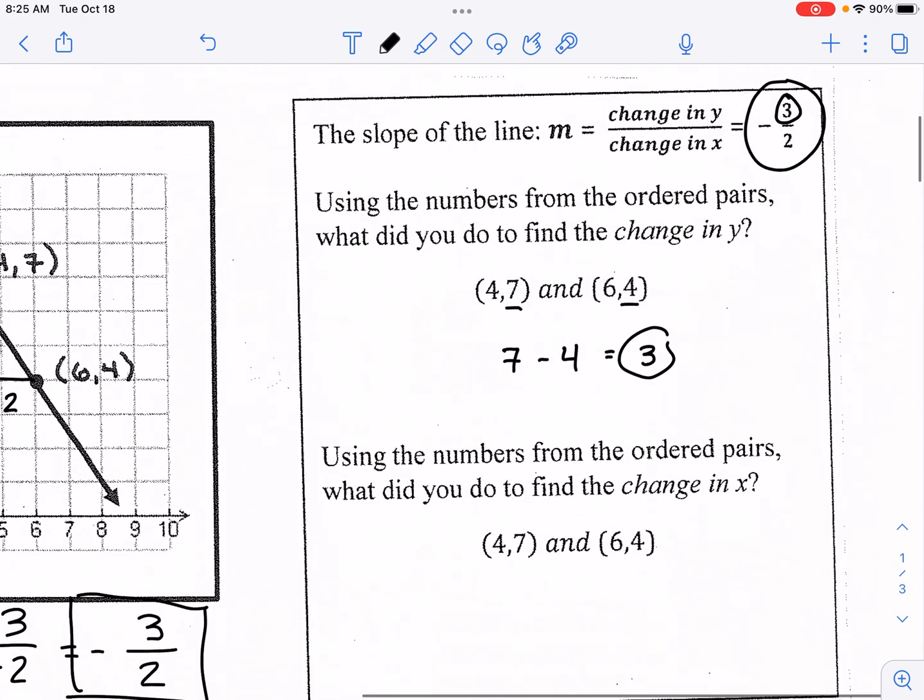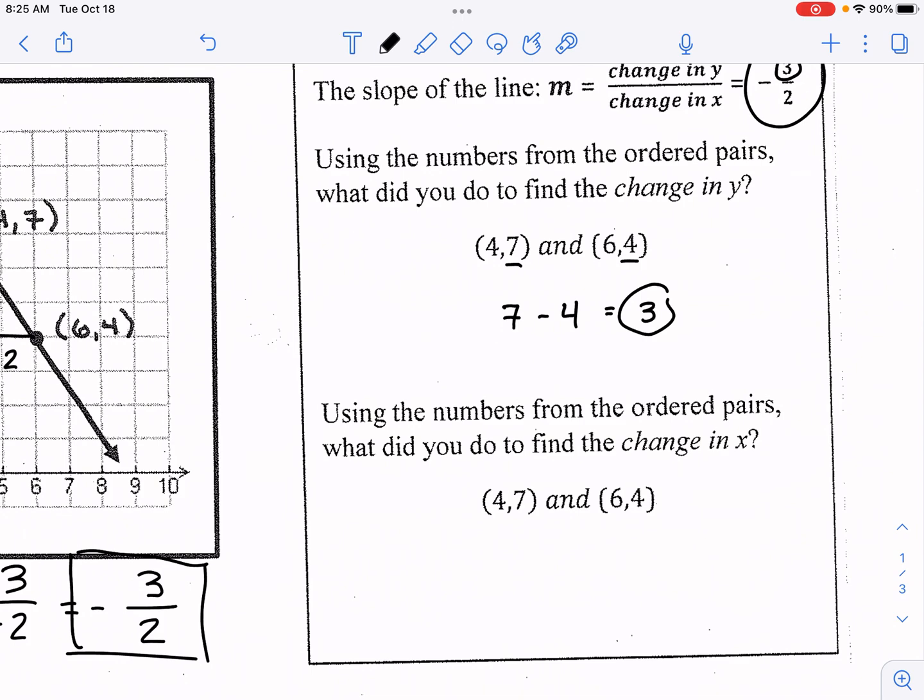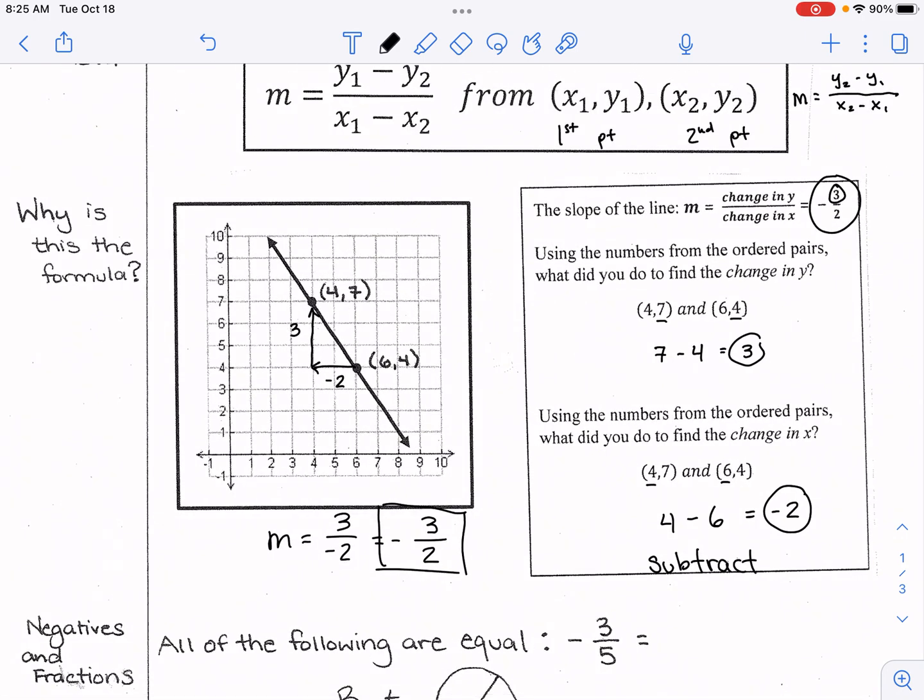And then for the second question, using the numbers from the ordered pairs, what do you do to find the change in x? So if we look at our x values, 4 and 6, how do you think we got negative 2? Okay, we took that 4 and we subtract with the 6. 4 minus 6 is negative 2. Okay, so a key thing here is that we are subtracting x and y values. Right, so whenever we see a minus sign in between, it's always a subtraction, not a negative sign.